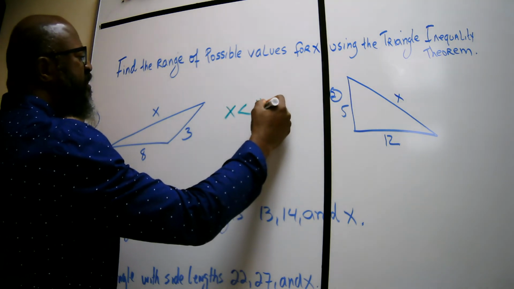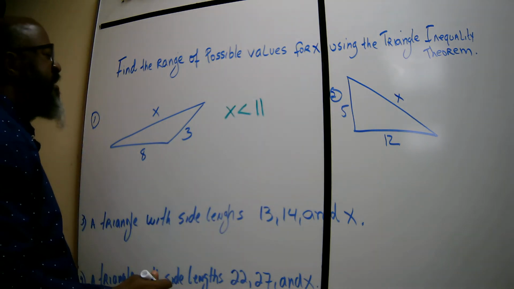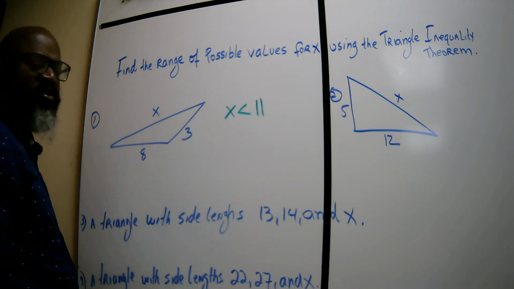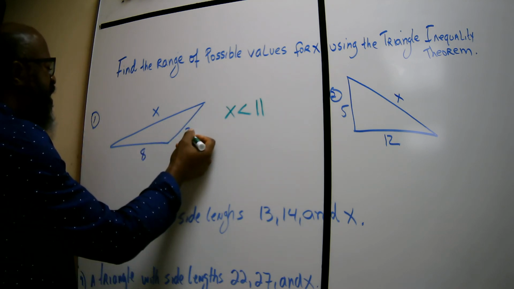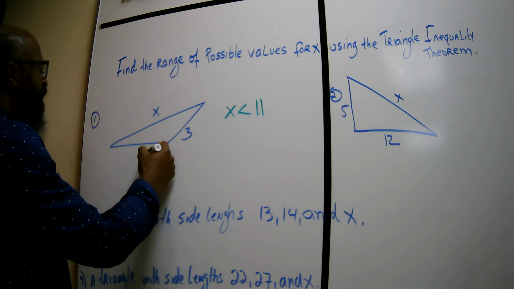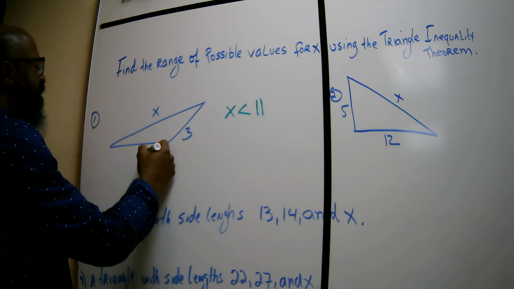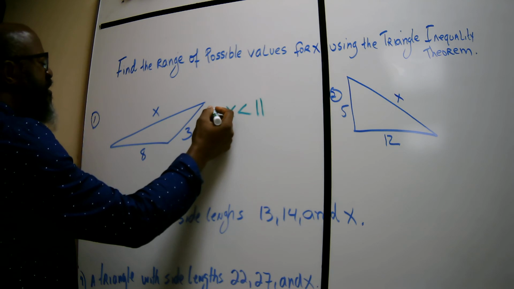So 11 has to be greater than x. 11 has to be above x. If x is 11, it's going to break that rule. So now you're going to subtract the lesser number from the larger number. That will be 5. If you subtract 3 from 8, it is 5. In this case, x has to be greater than 5.